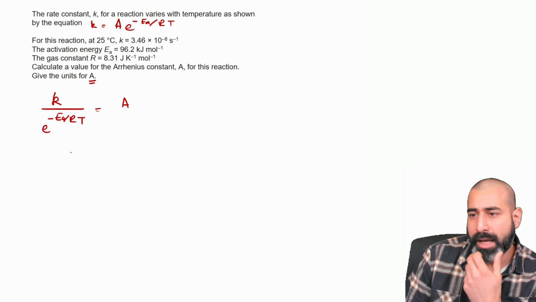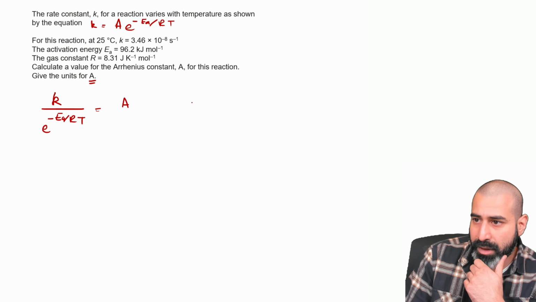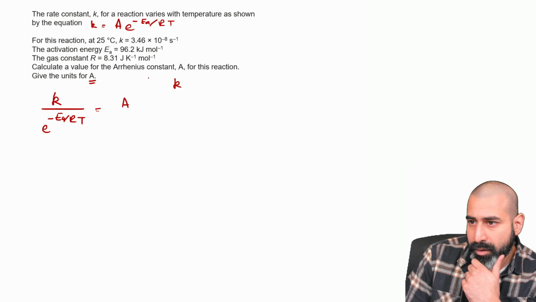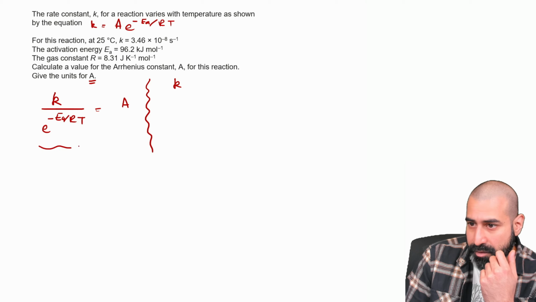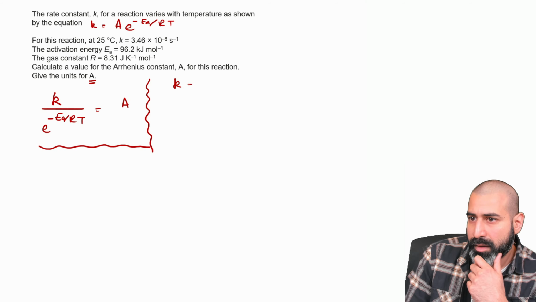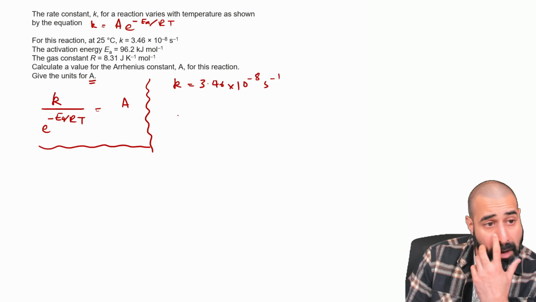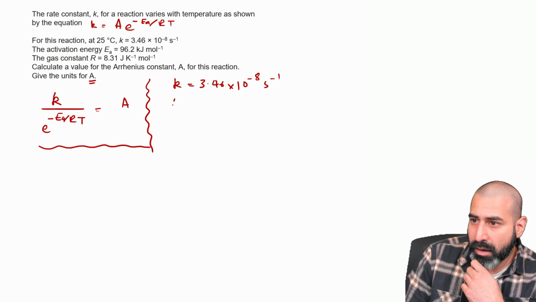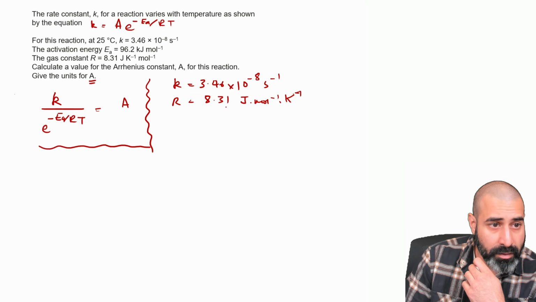Where do we go next? I'm going to write down my variables. So I'm given k. I'm just going to put a line there, just separating this stuff out, and box that up. k is 3.46 times 10 to the minus 8 s^-1. R is a constant, which is 8.31 joules per mole per Kelvin.